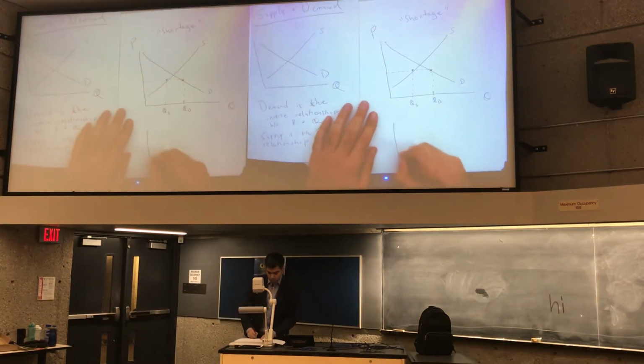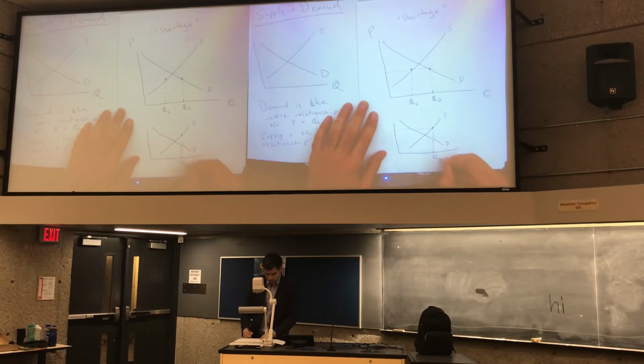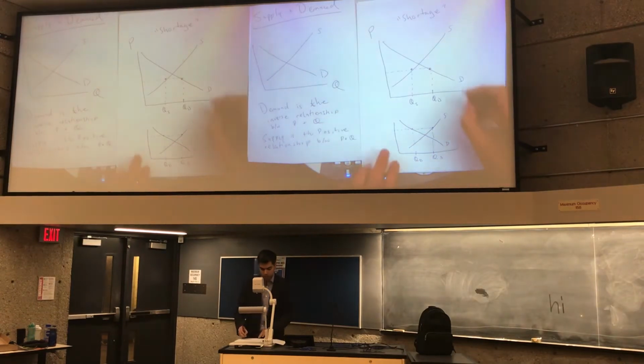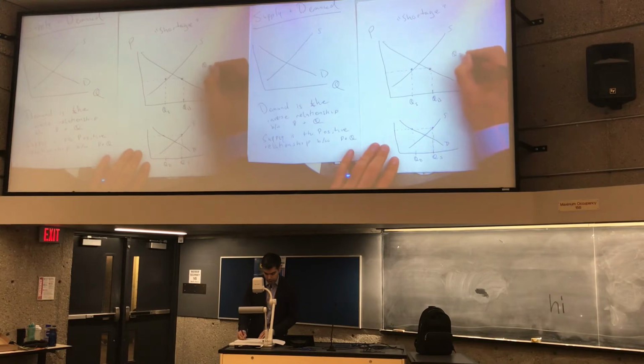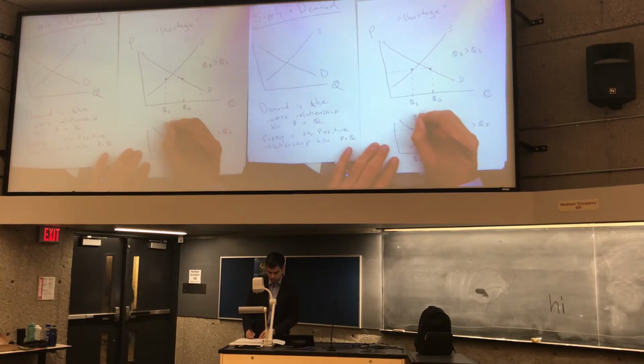What about when prices are too high? This is now quantity supplied. This is now quantity demanded. Here during shortage we had QD greater than QS. Here we have QS greater than QD. What's this called? Surplus.